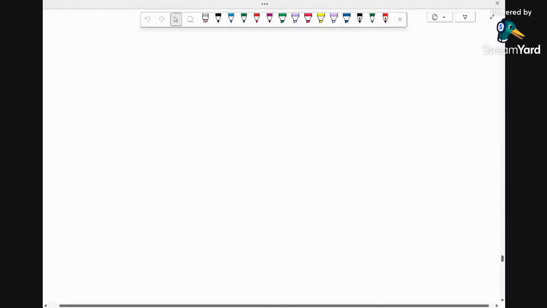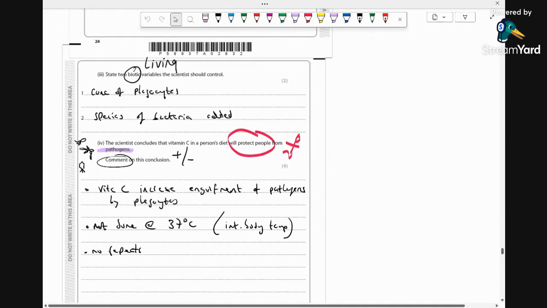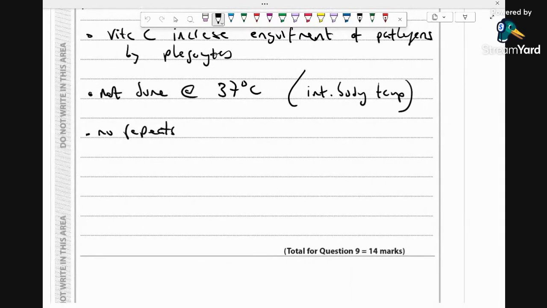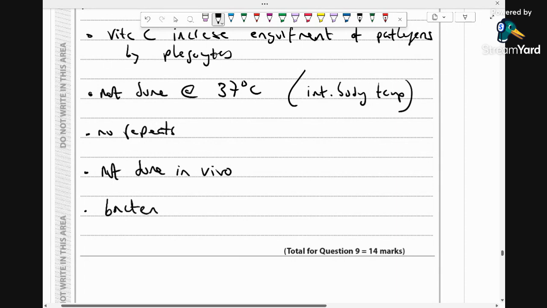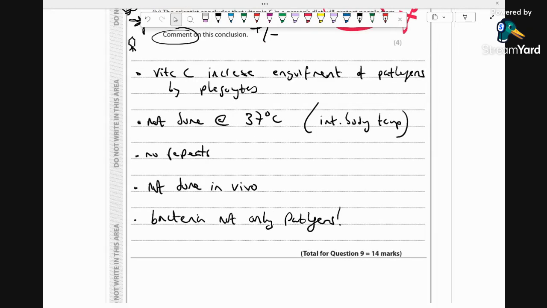Right, so that's basically what I would do there. Comment on means give pros and cons. Although I've just completely lost what I've written. So no repeats. It's not done in vivo. What was the other thing? Bacteria are not the only pathogens. Right, I think that's probably enough for 4 marks there.